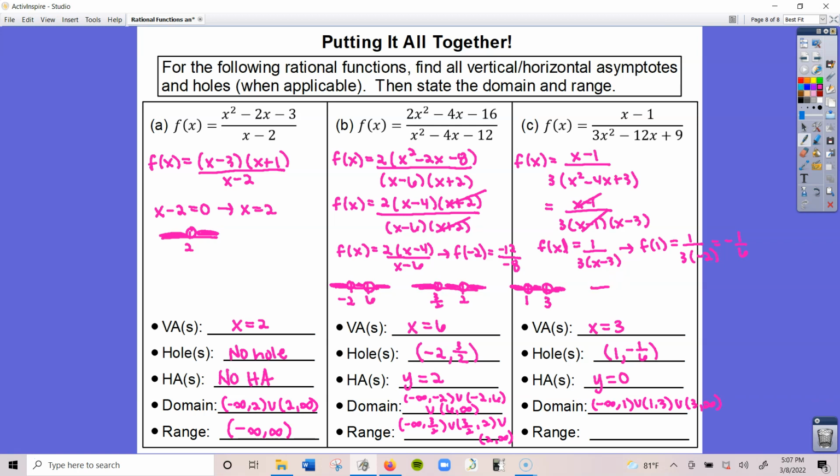My range is affected by the y value of the hole and the horizontal asymptote. So -1 over 6 and 0 are my excluded values for the range, but everything else is allowed. So my range is going to be -infinity to -1 over 6, union -1 over 6 to 0, union 0 to infinity. And that's how you find all the vertical asymptotes, horizontal asymptotes, holes, domain, and range for rational functions.